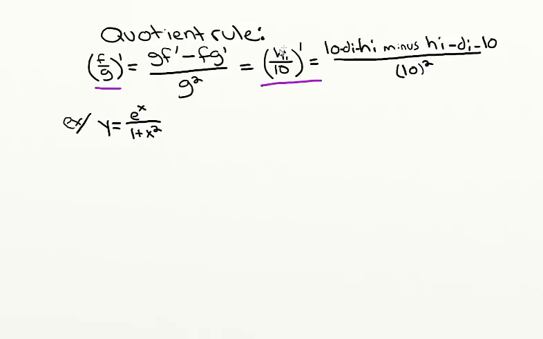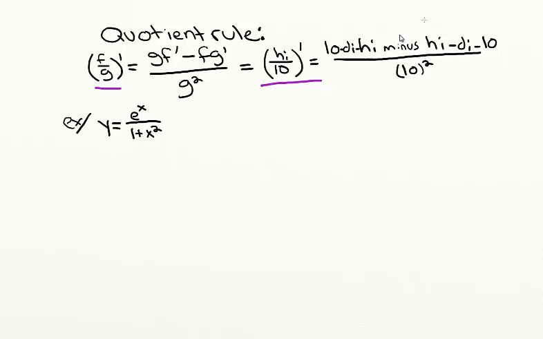So we have f is our high function, g is our low function, and then we remember it by low d high, so low times the derivative of high, that's what low d high means, minus high d low, so the top and the derivative of the bottom, all over low squared. So low d high minus high d low over low squared.